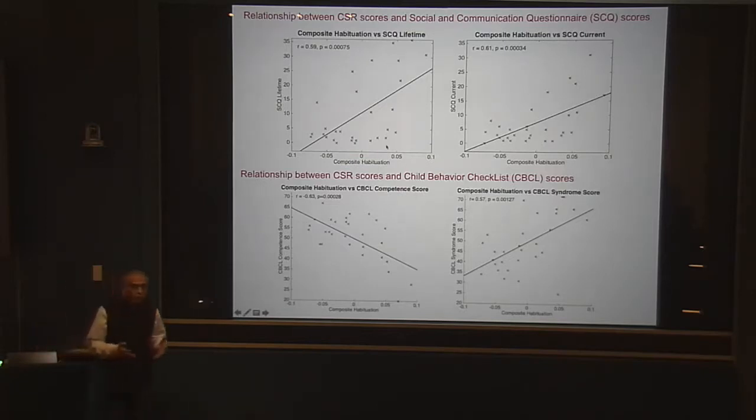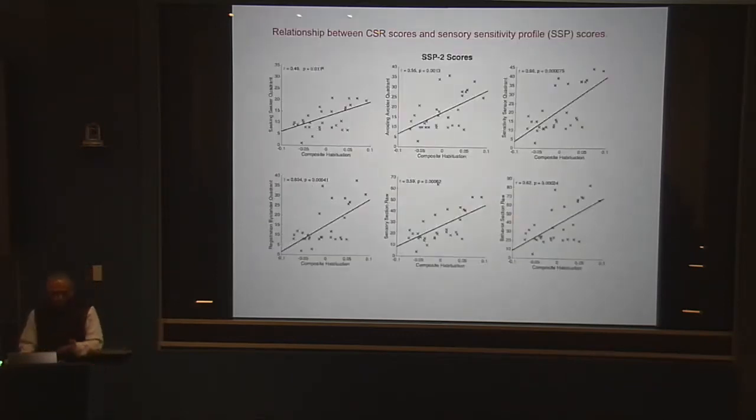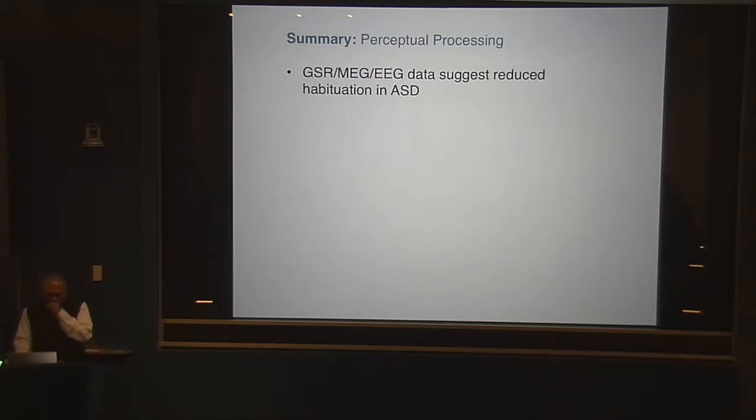And the interesting observation is that we find a very strong correlation between scores that we're deriving from this purely sensory study with the scores that seem to be a lot more complex and touching upon more complex aspects of behavior. And similarly with the sensory sensitivity profile. So to summarize, GSR, MEG, and EEG data all suggest reduced habituation in autism.